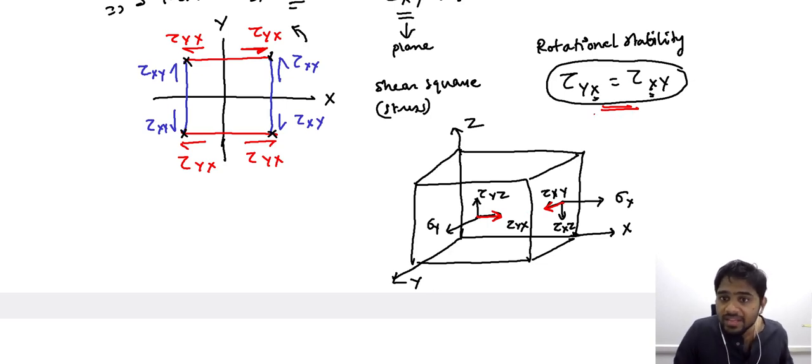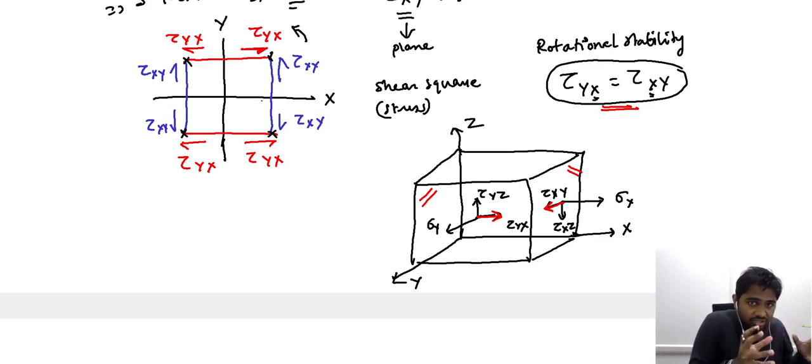Now what this relation states is that these two stress components, tau yx and tau xy, are equal. The shear stress acting on the y plane in the x direction is equal to the shear stress acting on the x plane along the y direction. So both these are equal. This relation we arrived at from the stress square. We considered a special case, and then we arrived at this relation.